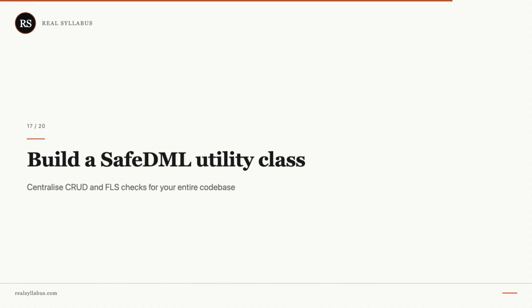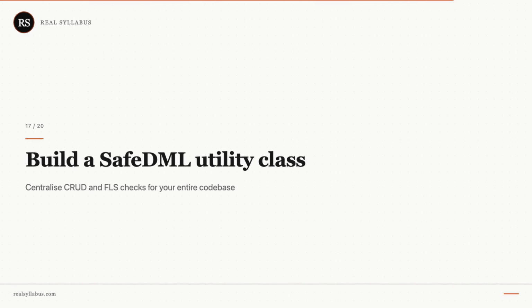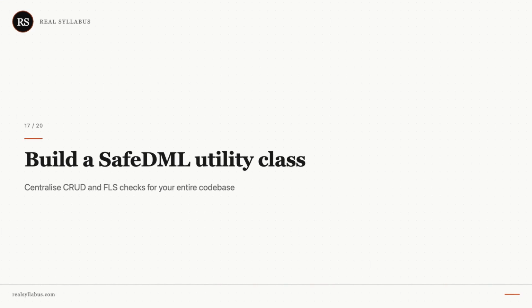With caching in place, build a safe DML utility. The idea: centralize your CRUD and FLS checks so you don't repeat them across every controller, trigger, and service class. SafeDML.assertInsertable takes an SObject and a list of field names to check. It gets the object's API name from the record's type token, checks isCreateable on the object, then loops the field names, looks each one up in the cached field map, and checks isCreateable on each field's describe. If anything fails, it throws NoAccessException. The DML never runs. The check is the gatekeeper.